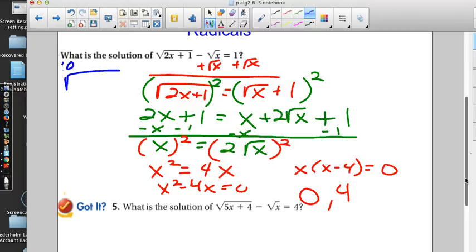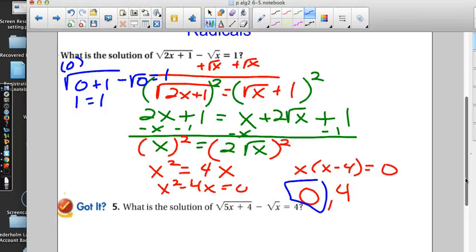If we put a 0 in here, 2 times 0 will be 0. 0 plus 1, the square root of that, minus the square root of 0 equals 1. Well, 0 plus 1 is 1. Square root of 1 is 1, and 1 minus 0 is 1. Cool. At least one of our answers works.